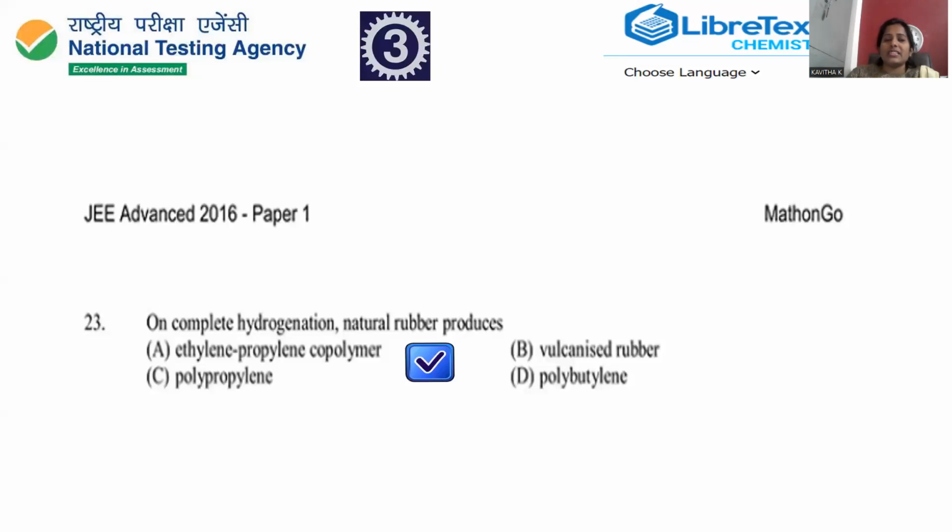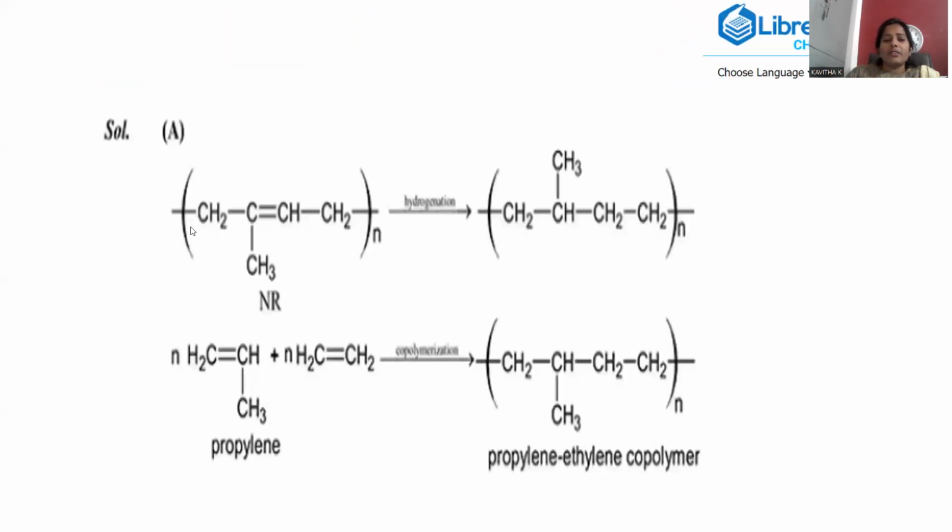Question number three, taken from the JEE Advanced 2016 Paper 1: complete hydrogenation of natural rubber produces. Natural rubber is a kind of polyisoprene. Polyisoprene is 2-methyl-1,3-butadiene, which can polymerize giving rise to the polymer you can notice over here. This is a kind of natural rubber. NR denotes what? Natural rubber.